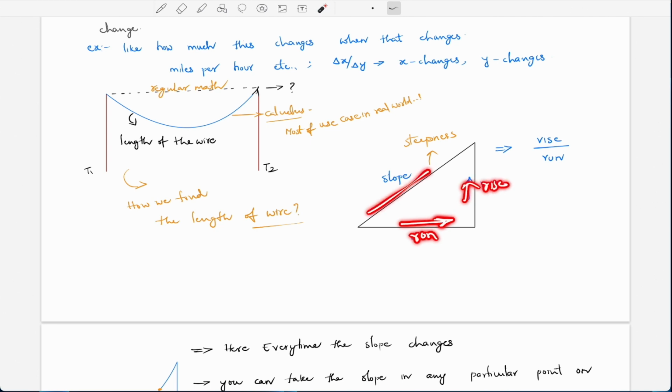So we have a slope out there. This is also called steepness. Okay, so the slope or steepness. I just want to find the slope of this line. So how do we find the slope of the line?